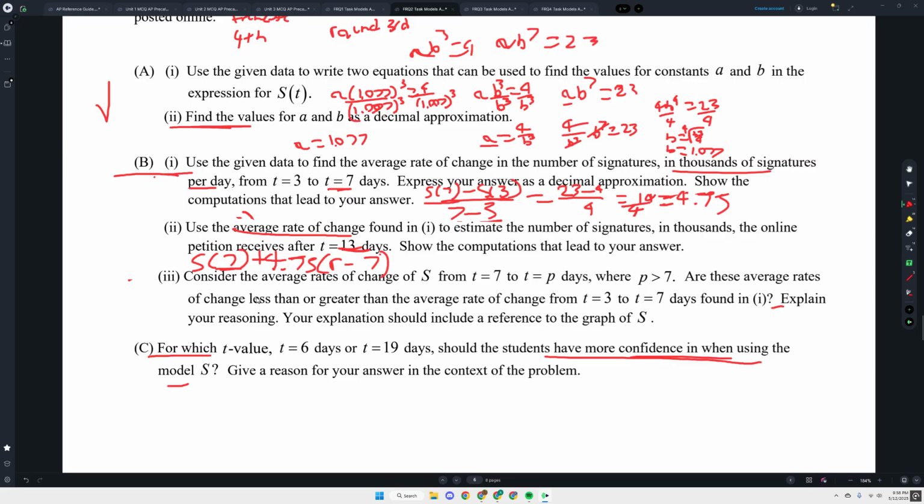But alright, what is C saying? C is asking if you have more confidence in model S. Alright, for which value of T, 6 or 19? This is our last FRQ.